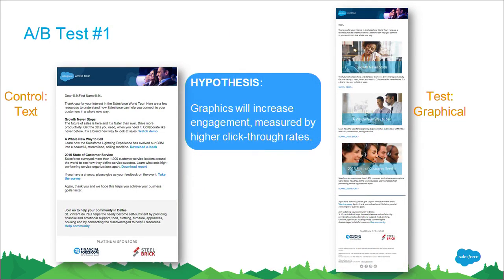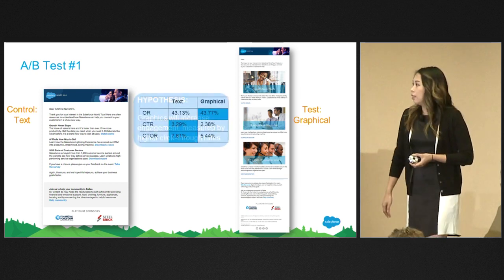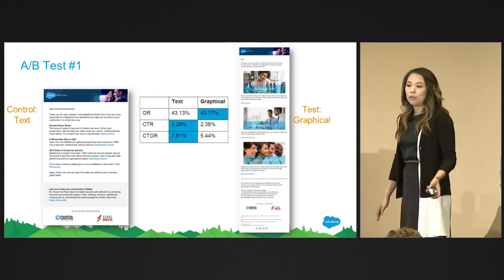So our designer came up with something like this on the right here. We linked an image to each one of the offers, and our hypothesis was that we'd get more engagement because there's a shiny picture to go with each offer. So we took an actual audience from one of the world tours and tested these two layouts on them. And we were totally wrong, right?